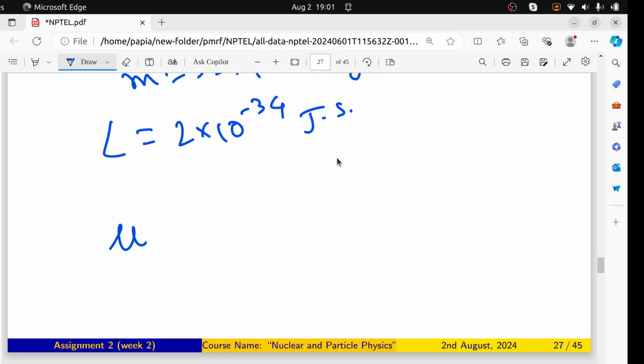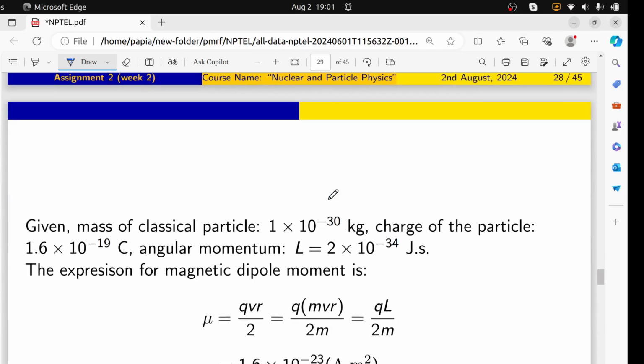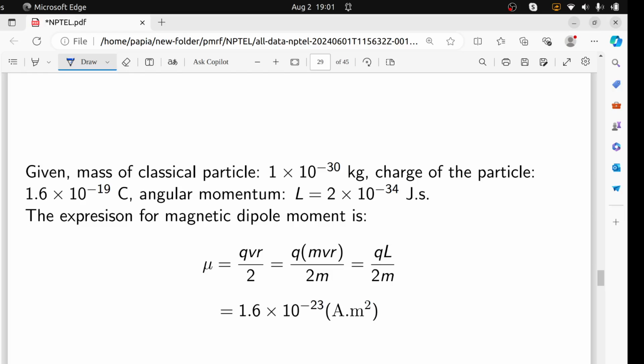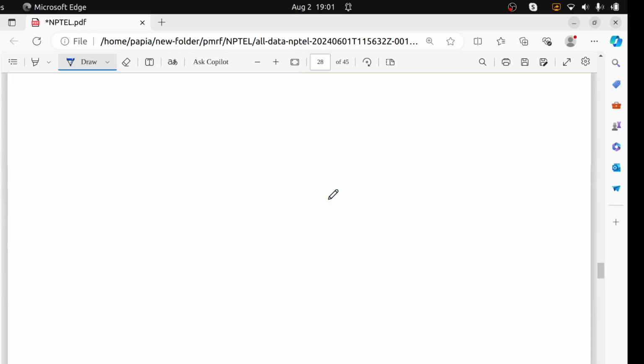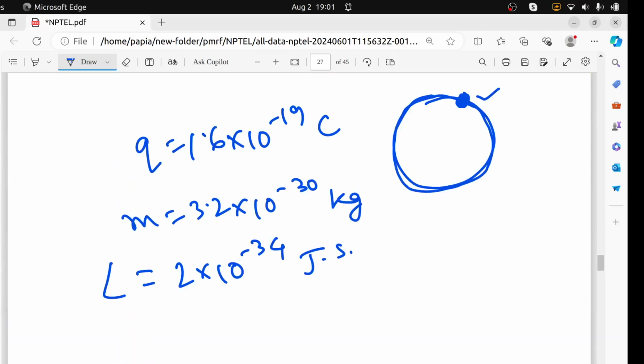So what will be the expression for mu? I have already written here, you can see this one. This is nothing but half QVR. As we have already seen, mu equals half QVR. Now one may ask, I have Q, but I don't have V, I don't have R. So how can we calculate the value of mu with the help of M, Q and L?